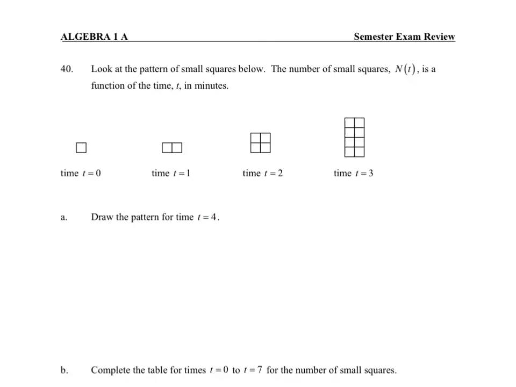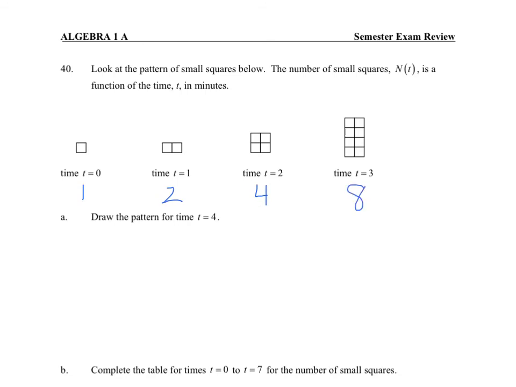Question 40. This is our last question for this review packet. Look at the pattern of small squares below. The number of small squares, n of t, is a function of the time t in minutes. So at t of 0, we have 1. At t of 1, we have 2. At t of 2, we have 4. And at t of 3, we have 8. So we have 1, we have 2, we have 4, and we have 8.